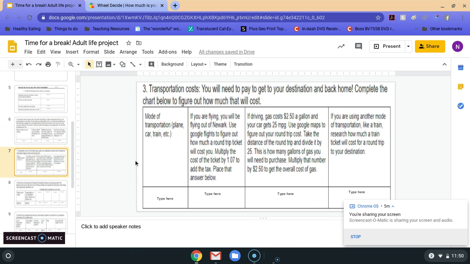So the next slide is your transportation costs. So you need to figure out how you're going to get there and how you're going to get home. So your mode of transportation, are you using a car, a train, a plane? And you're going to type that right here.